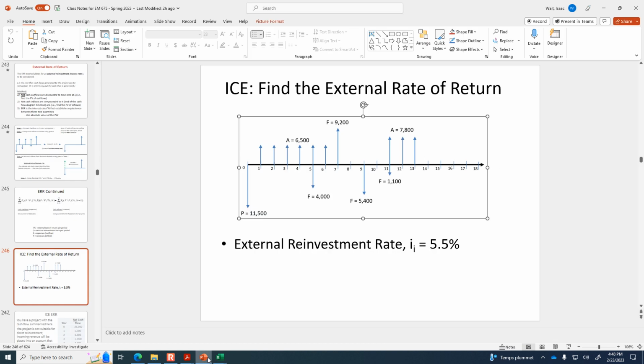Now, in the problem statement, oh, sorry guys, I have the notes for you, but I didn't give them to you. There you go. Extra set there.